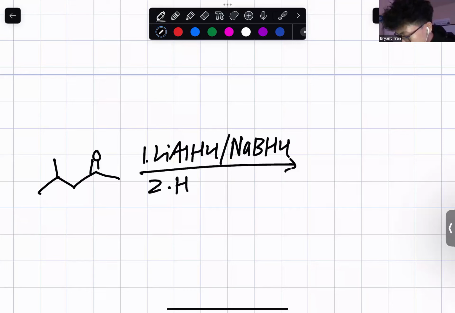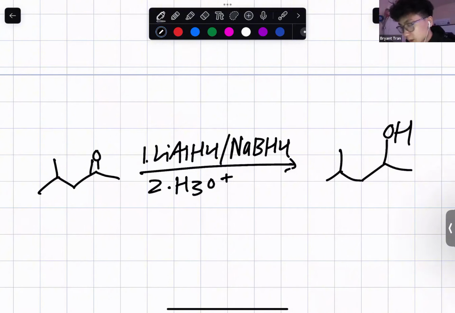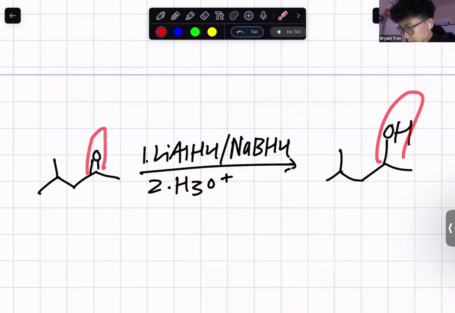Right, the second step is going to be acid workup. What that's going to do is convert the carbonyl into an alcohol. You don't have to know the mechanism for that. You're not going to be tested on the mechanism for that, right? But this is reduction here, because we're reducing this carbonyl into this alcohol.